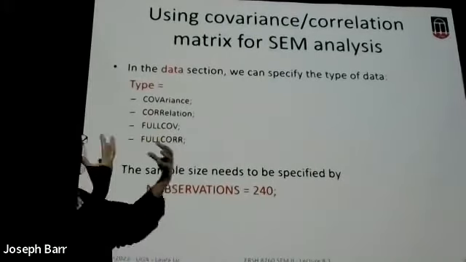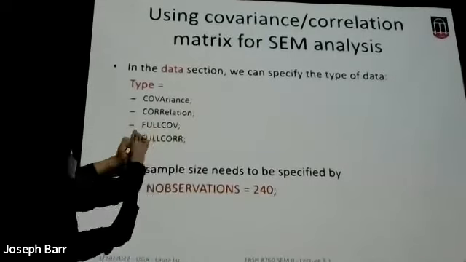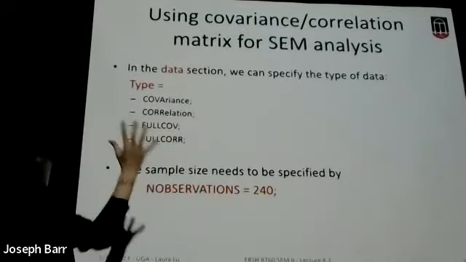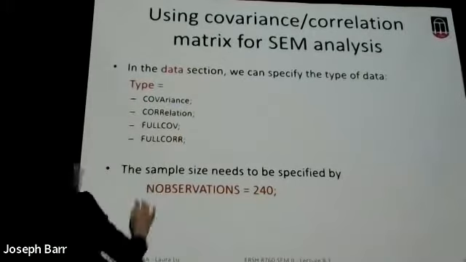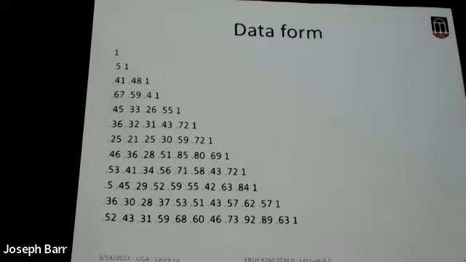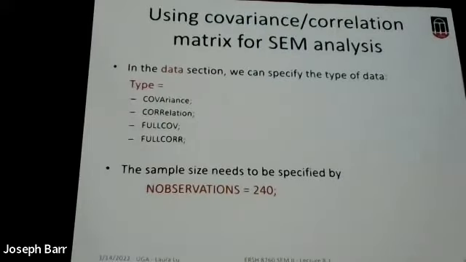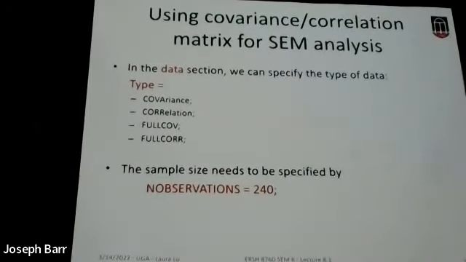And if you have the covariance matrix, then you're going to use covariance. Of course, if you only have the lower triangle, then use these keywords. If you have the full matrix of the covariance table, use full covariance. Okay, we have different keywords here based on different types of your data. In this case, just pure operation, half triangle, lower triangle. That's it. And number of observations, 240. That is information we need to tell Mplus.